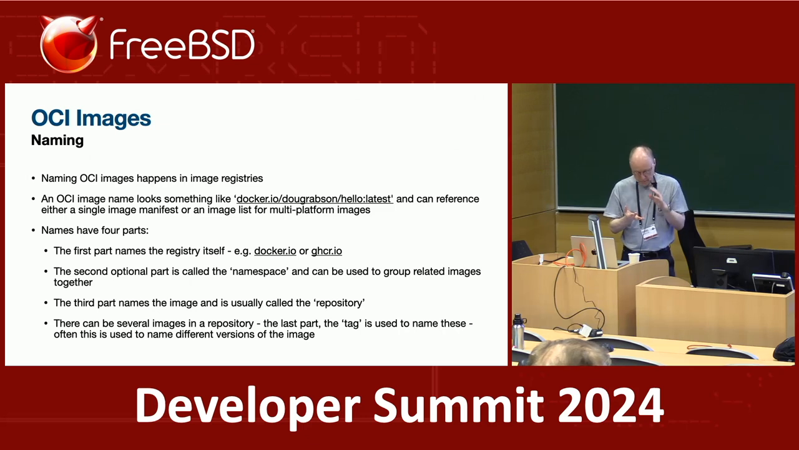And we expect to find a registry. It's an HTTP server running a REST protocol that has functions to do various different things to manage the registry. So the next part in this tuple effectively is the namespace. So in this example, it's Doug Rabson. That's where I put some of my stuff on Docker Hub. And you can use this to group related images together, or in my case, to carve out my own small part of a shared infrastructure.